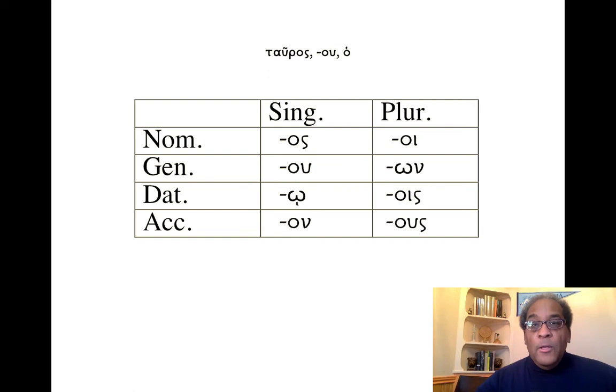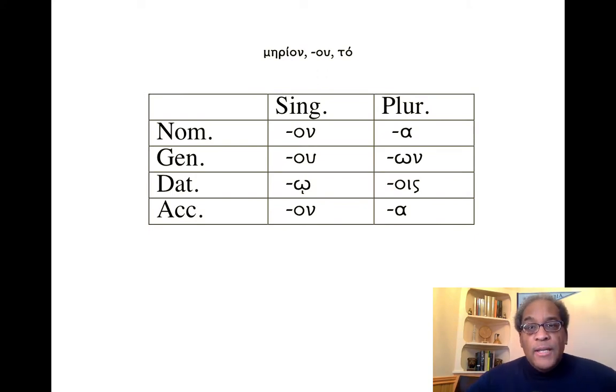Okay, then we have the word for bull, ταῦρος, tauros, tauru, and our second declension masculine endings: os, ou, oi, on, ois, us. So tauros, tauru, etc. Then neuter second declension, μηρίον, and as always, in neuter nouns, the nominative and accusative are identical. So μηρίον, μηρίου, μηρίοι, μηρίον, μηρία, μηρίων, μηρίοις, μηρία.